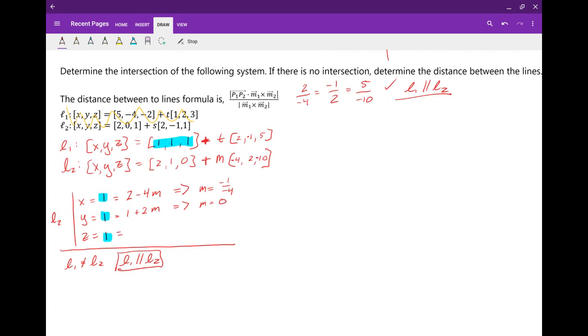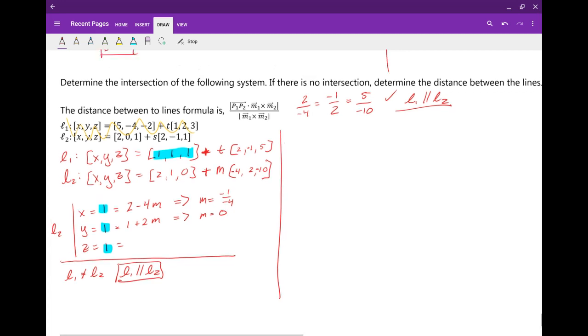And as per the question, it says if they do not intersect, I have to determine the distance between the two lines. So the distance between the two lines, I'm going to take the P1P2 vector. The P1P2 vector is going to be 2 minus 1, 1 minus 1, and 0 minus 1. Well, 2 minus 1 is 1, and then this is 0, negative 1. So it's 1, 0, negative 1. Then I'm going to try and find M1 cross M2.